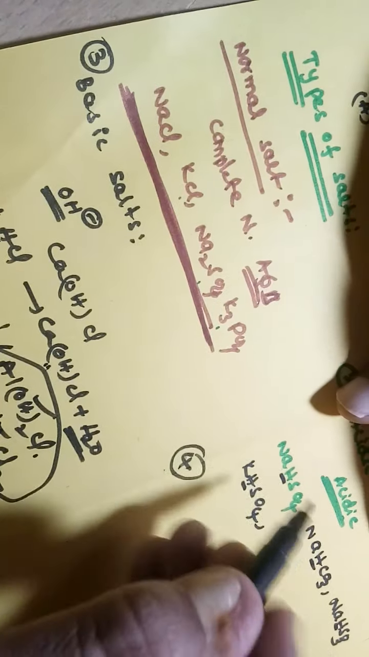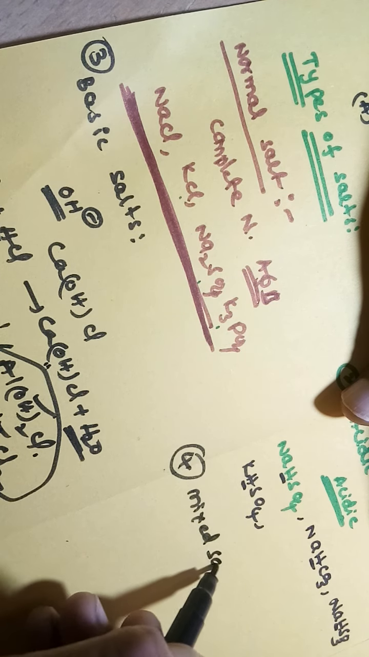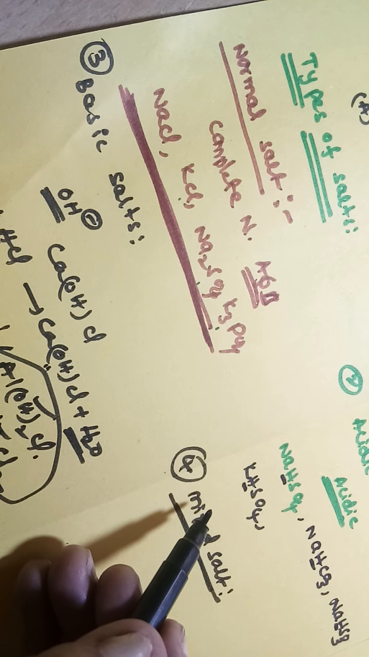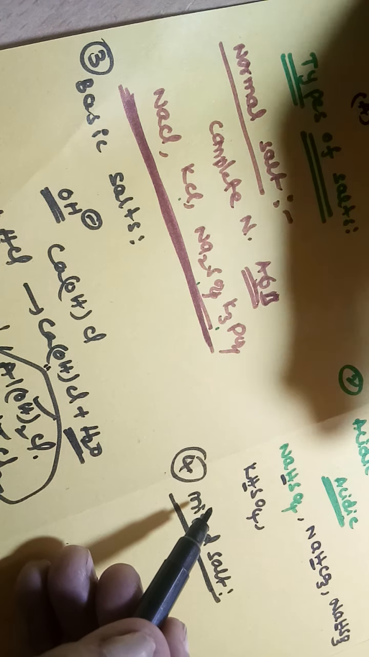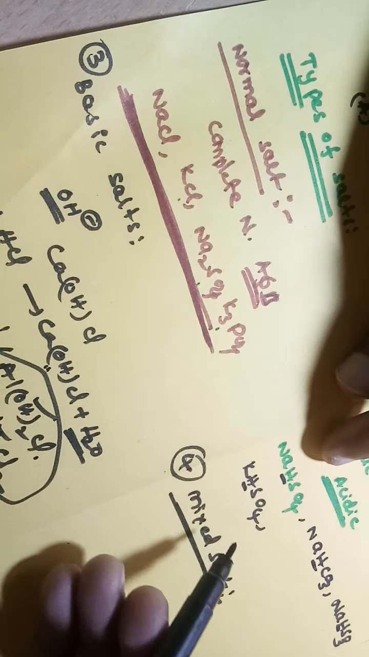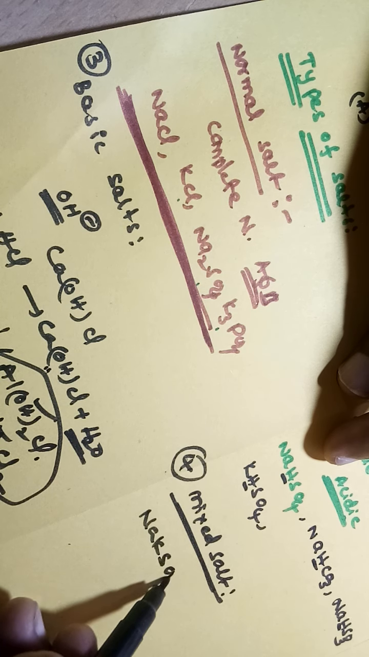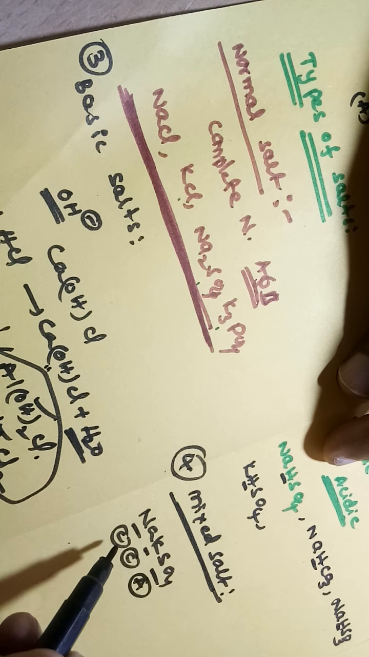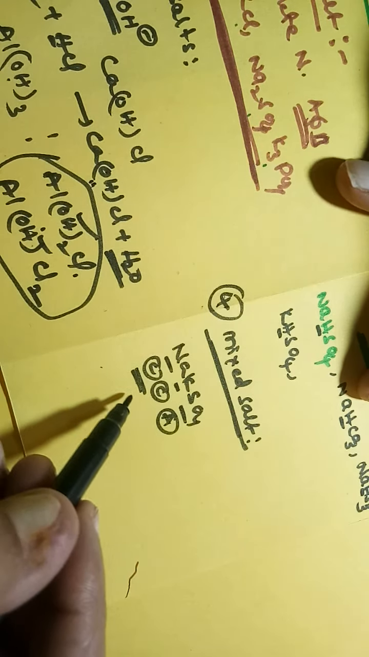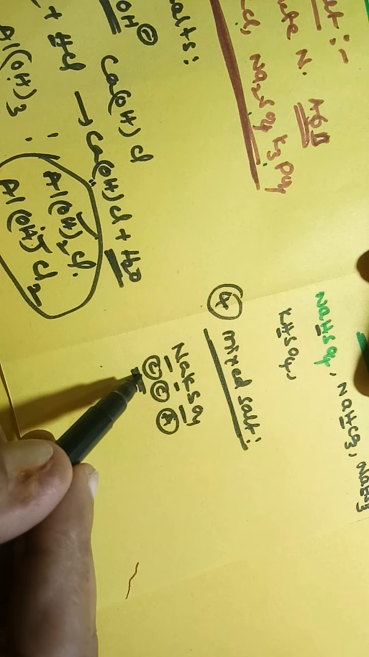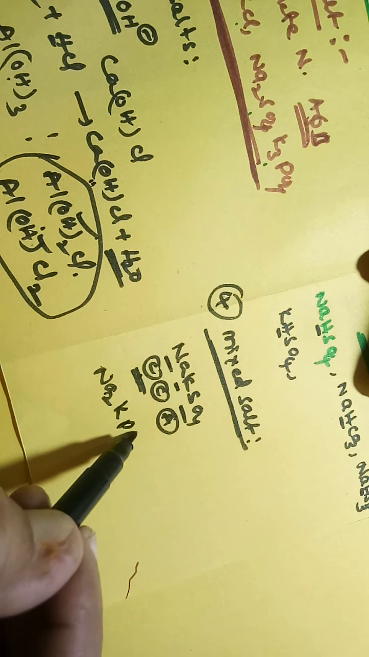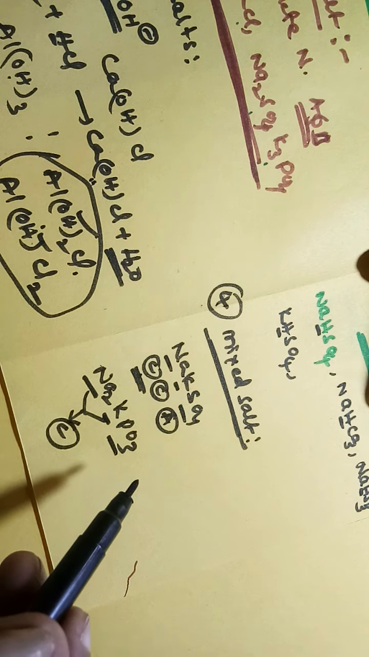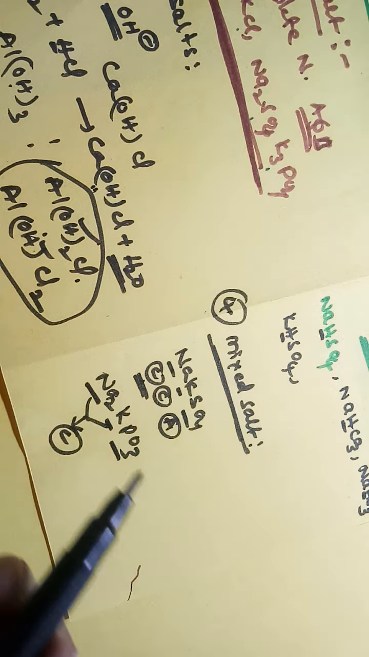Next, the fourth kind of salt is mixed salt. What is meant by mixed salt? The salt which has more than one type of cations or more than one type of anions. For example, NaKSO4. It has one sodium and one potassium, which are cations, and one sulfate, which is the anion. It has more than one kind of cation, so it comes under the mixed salt category. Next one, Na2KPO3. This is a cation, this is a cation, this is the anion. It has two kinds of cations, so it is a mixed salt.